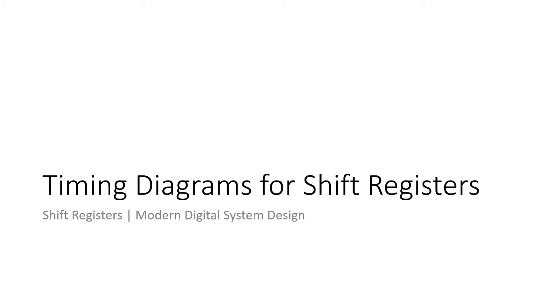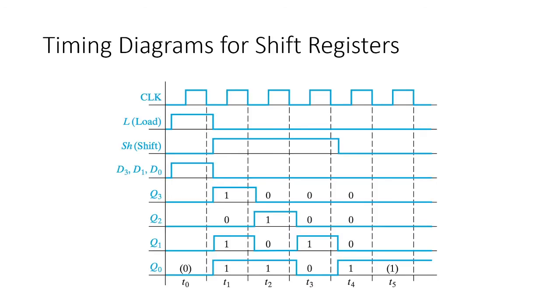So let's move on and take a look at a timing diagram for this exact same shift register. Let's unpack what's going on here, right? We have our clock on the top, we have our load, we have our shift, and then here they've tied some parallel values. We've said here D3, D1, D0 are just equal to this waveform. So when this is 1, what they're saying here is that we're loading a 1, 0, 1, 1 into the parallel input, because D2 is going to stay at 0.